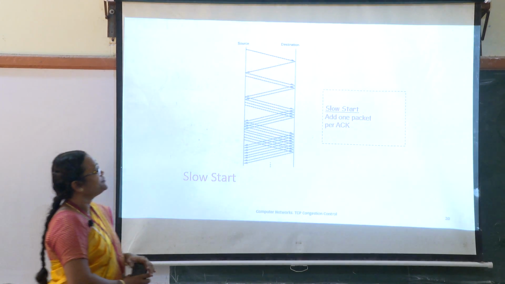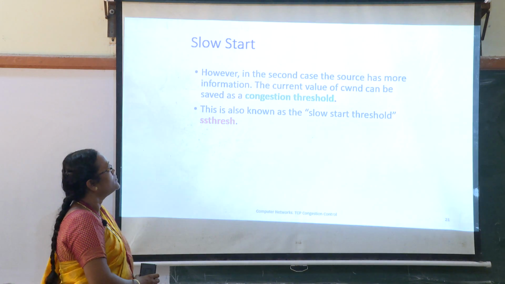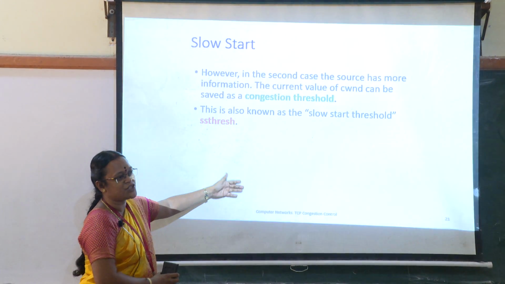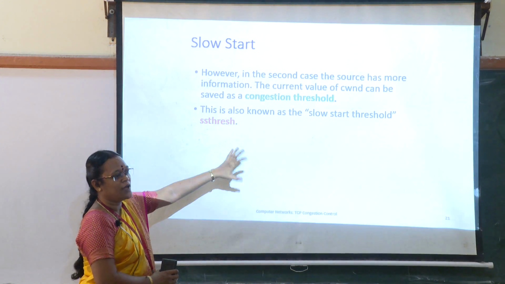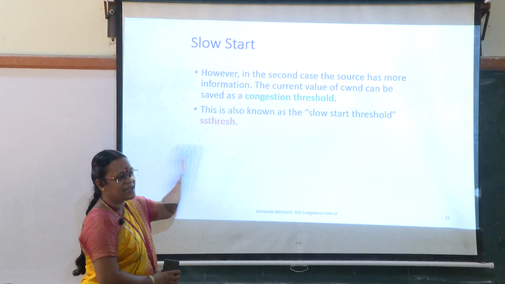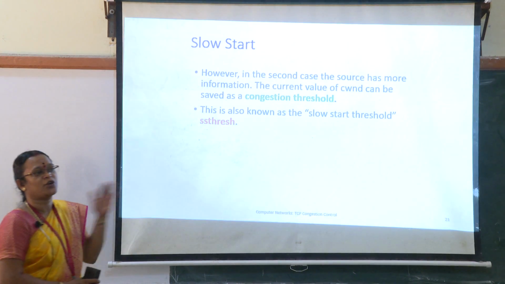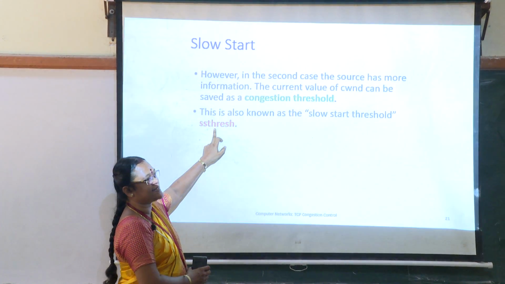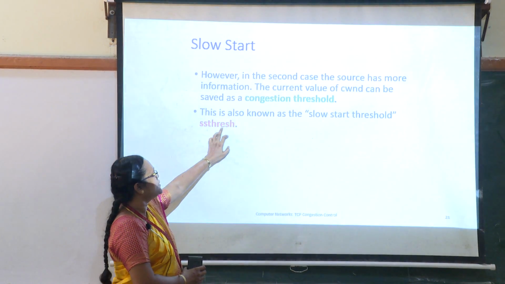Here, if you go on increasing the congestion window, obviously congestion will be reached because it will cross your threshold limit. The threshold is denoted as the SS threshold.